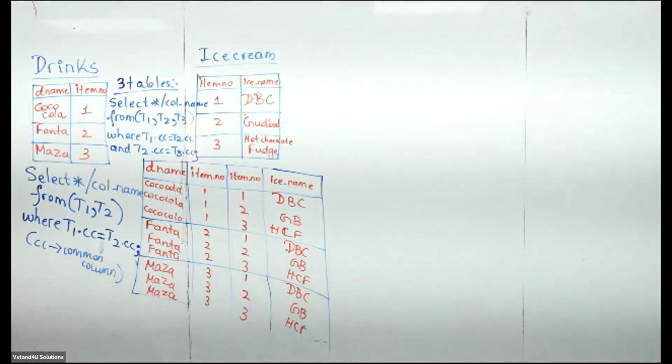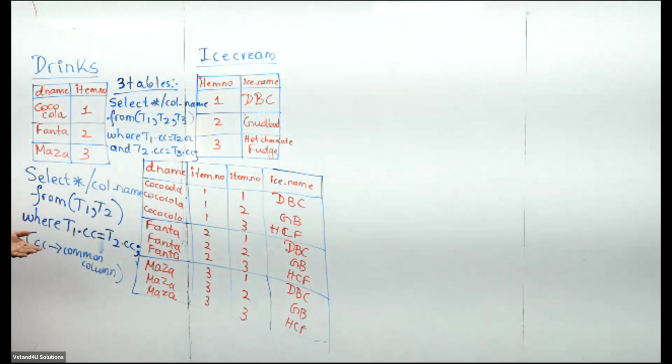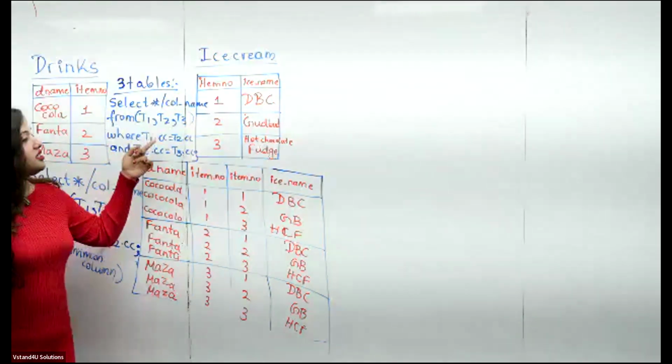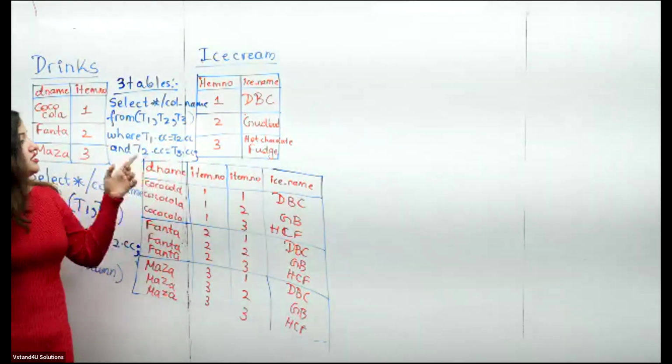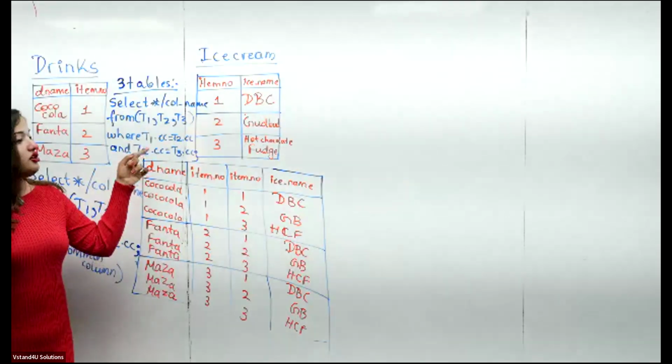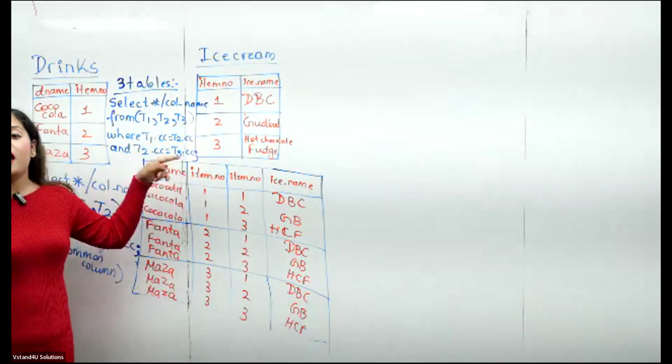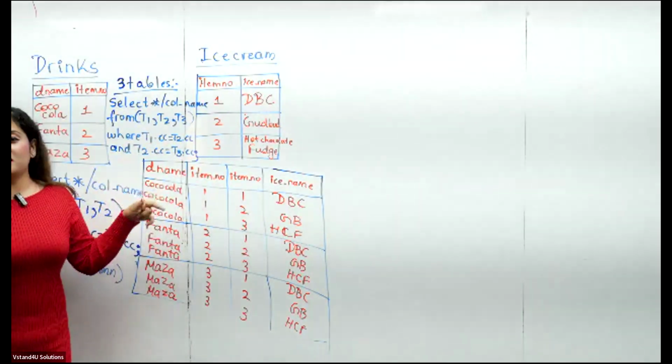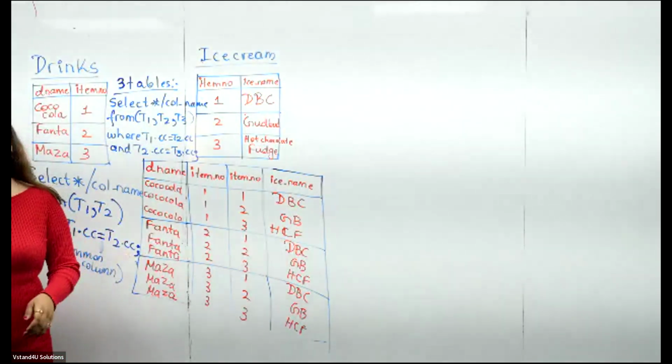If there are 4 tables, T1, T2, T3, T4, where T1.cc is equals to T2.cc, T2.cc is equals to T3.cc, and T3.cc is equals to T4.cc.